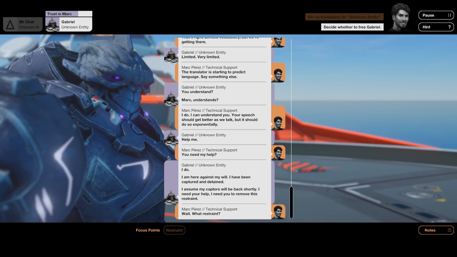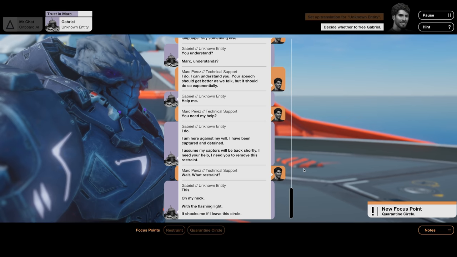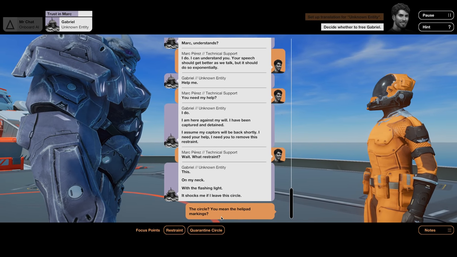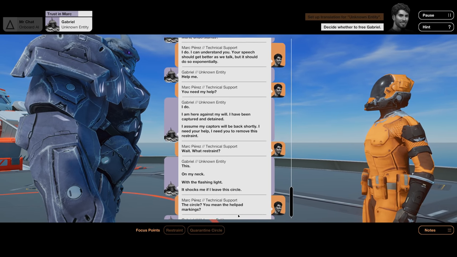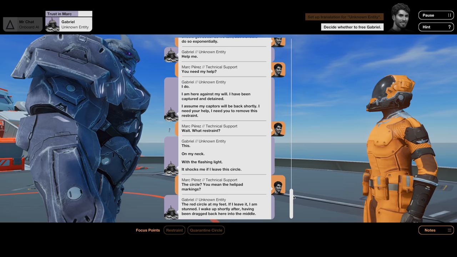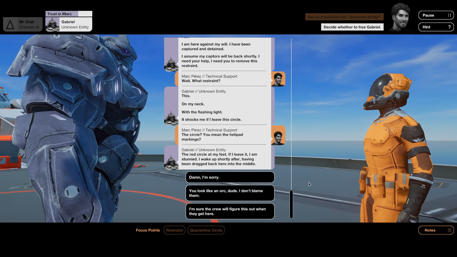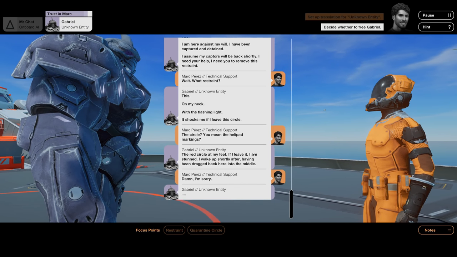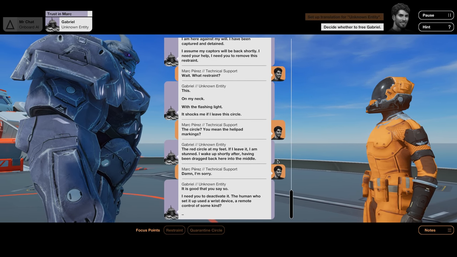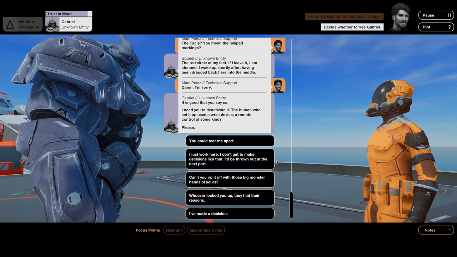Restraint? Wait, what restraint? This, on my neck, with the flashing light. It shocks me if I leave this circle. Oh. Quarantine circle. The circle? You mean the hella bad markings? The red circle at my feet. If I leave it, I'm stunned. I wake up shortly after, having been dragged back here into the middle. Damn. I'm sorry. It is good that you say so. I need you to deactivate it. The human who set it up used a wrist device, a remote control of some kind. Please.